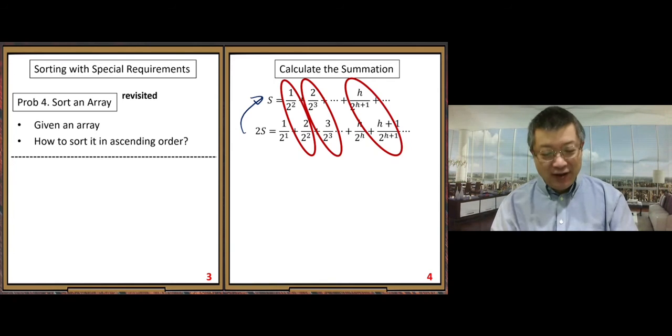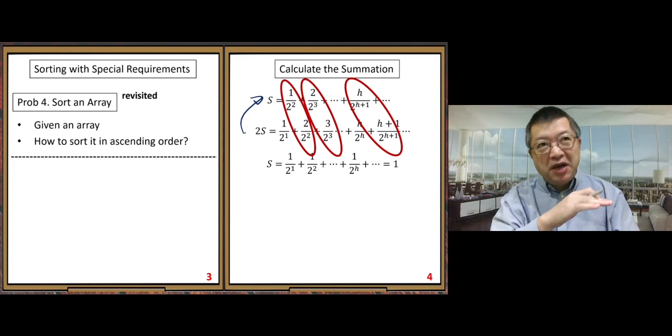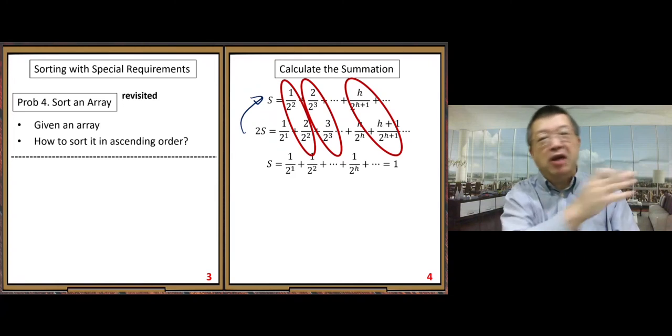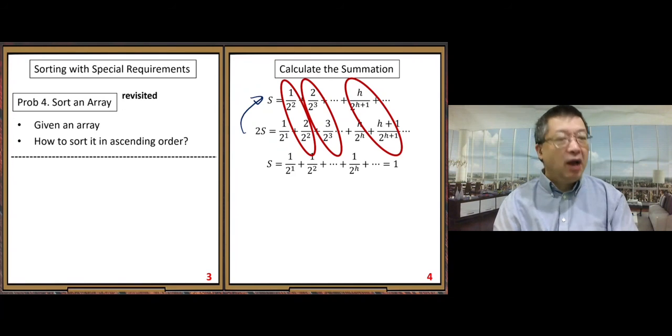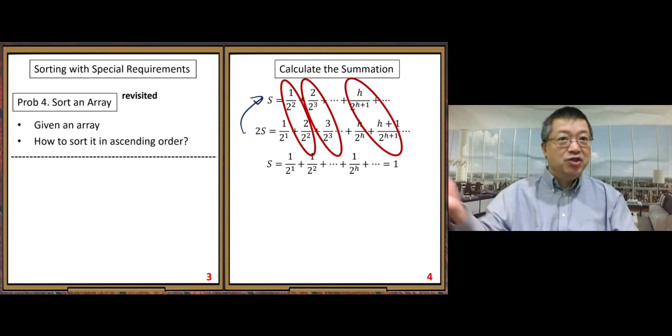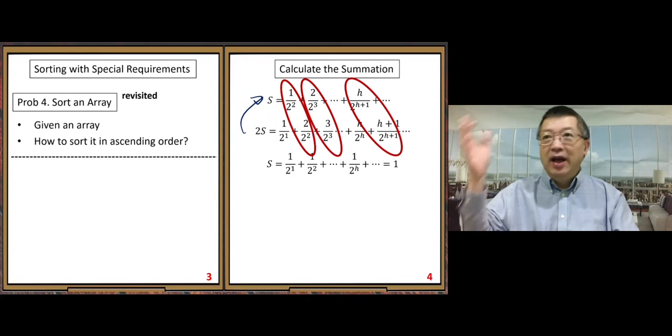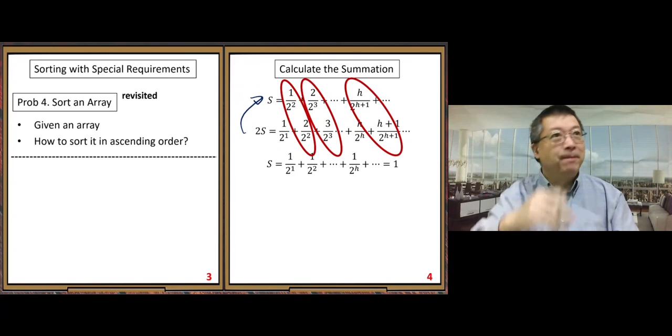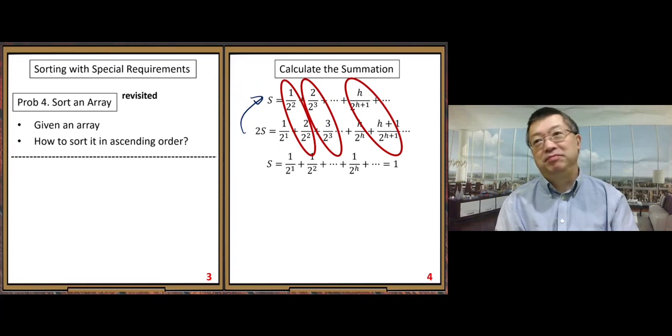After simplification, S can be written as, you can see, a geometric series. After subtraction, you get a simple geometric series. The sum is 1. Then S is 1. That's very simple.